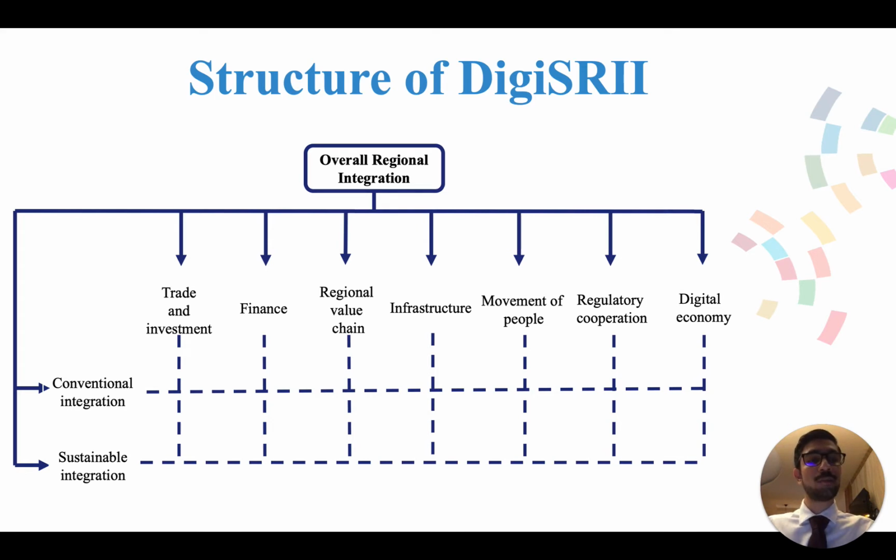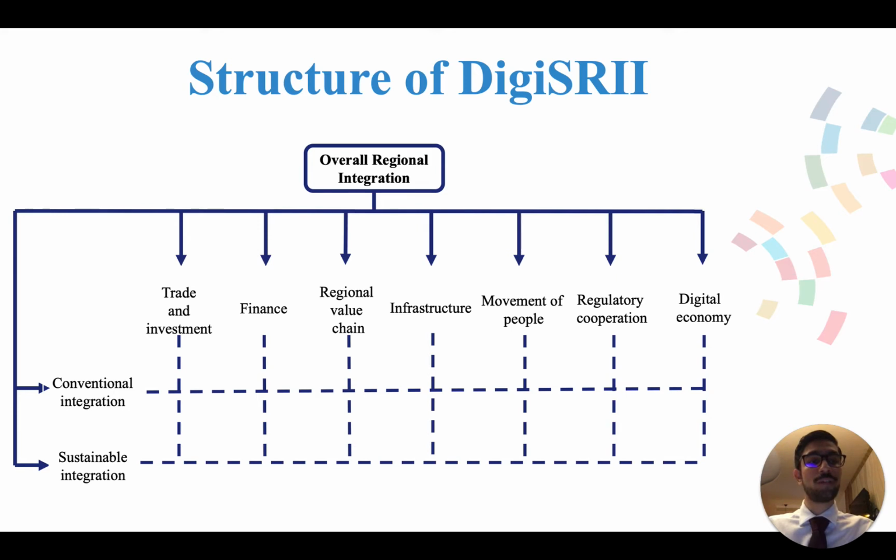While the digital dimension is one of 7 distinct sectoral dimensions, the sustainable dimension is mainstreamed through each of the 7 sectoral dimensions, with sustainable integration indicators supplementing the conventional integration indicators found in earlier studies.